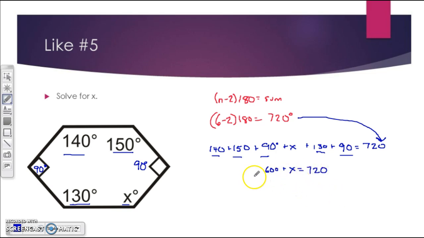Well, I want x by himself, so I'm going to subtract 600 from both sides. And when I do that, I find that x equals 120. Woohoo! And now you're ready to go finish your quiz.